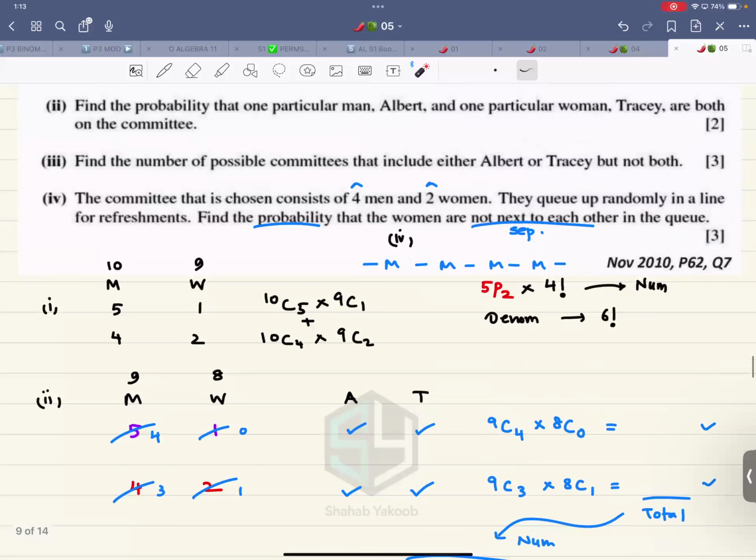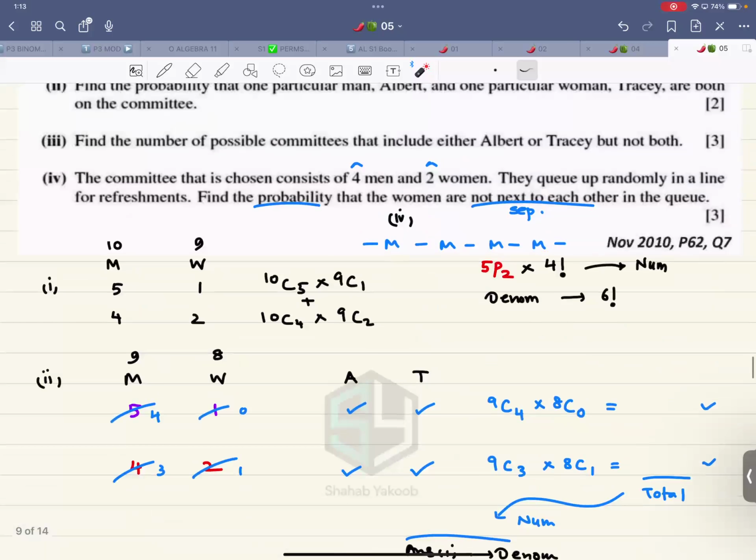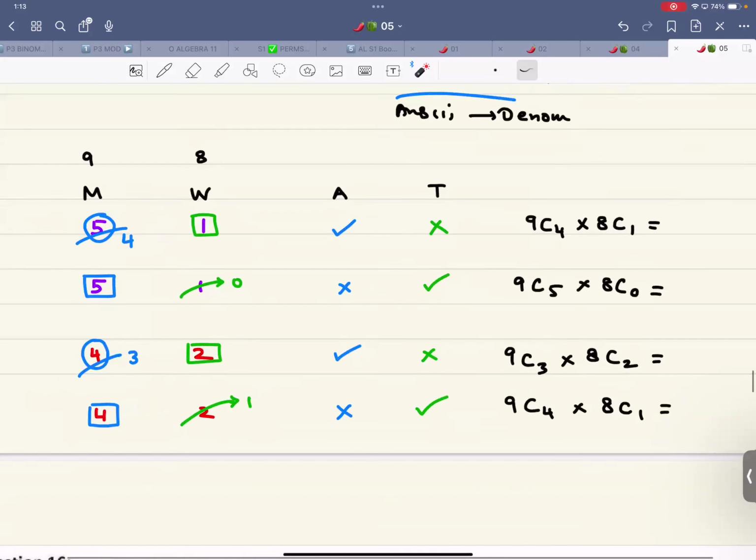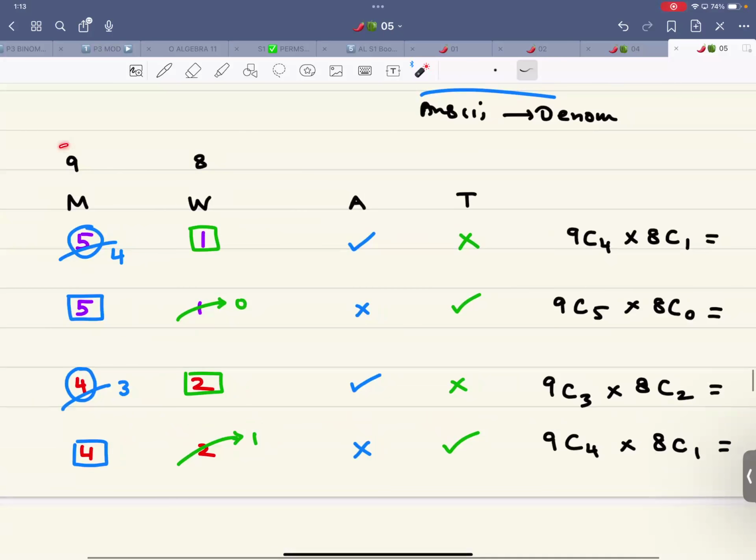The third part. Find the number of possible committees that include either Albert or Tracy, but not both. Now, this is the part that requires most attention, even though it's only worth 3 marks, but this one was the most difficult one. Now, just focus on this. First of all, this is 9, this is 8, this is 1, this is 1.